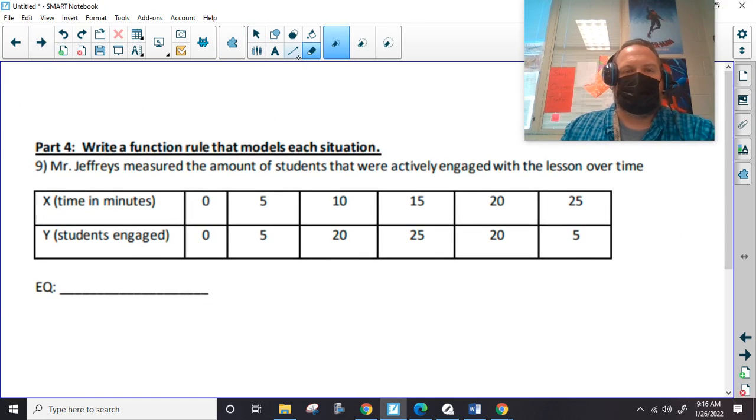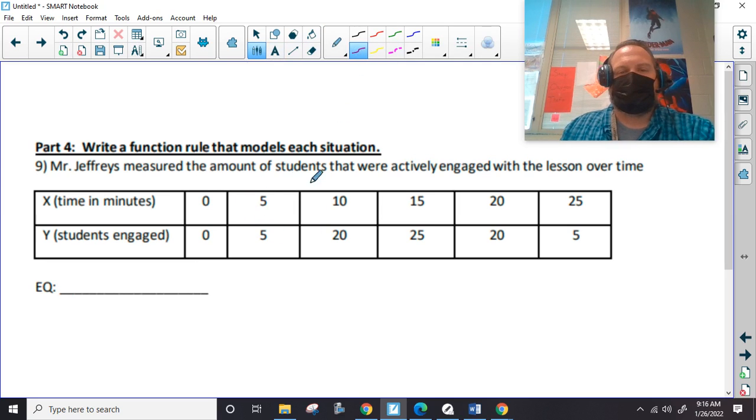This awesome modeling question. Mr. Jeffries measures the amount of students that were actively engaged with the lesson over time. Did anybody actually read the question, or did y'all just go straight to the chart? If you went straight to the chart, that's fine because that's how I taught y'all. But that's kind of a joke because you notice that the longer we go, the less amount of people that we have engaged, which is usually true.